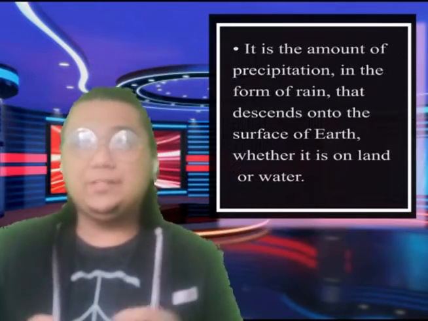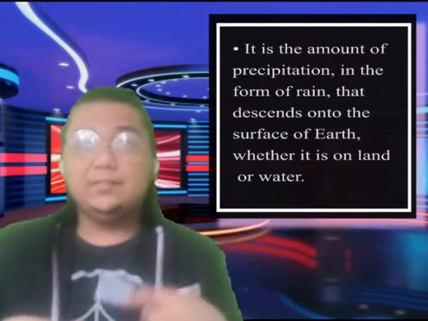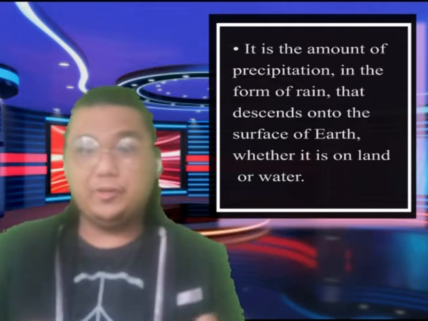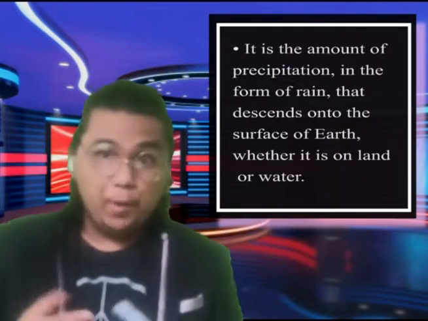Next topic is the rainfall. Let's define what is a rainfall. It is the amount of precipitation in the form of rain that descends onto the surface of Earth, whether it be land or a body of water. It's self-explanatory. There's nothing much to explain about it. But rainfall is measured by using a rain gauge. This is what a rain gauge would look like.